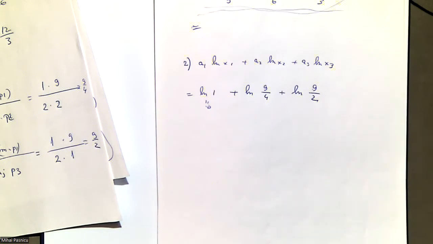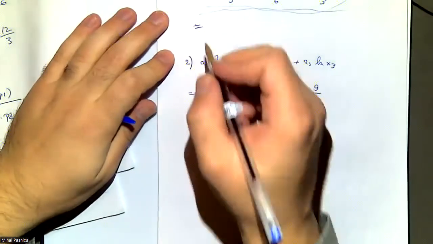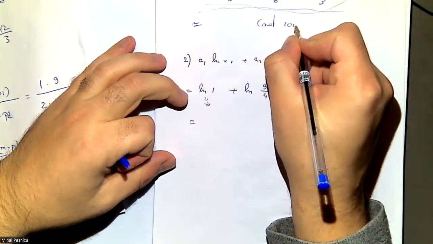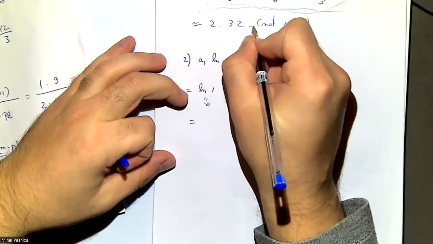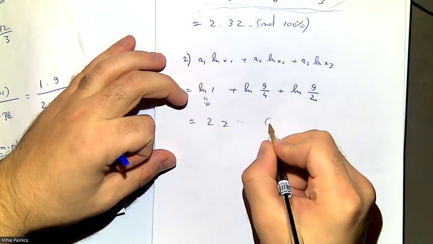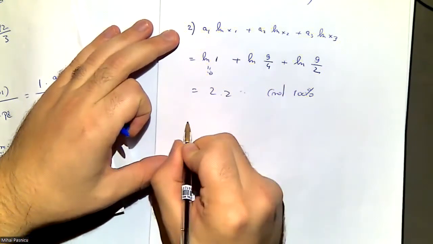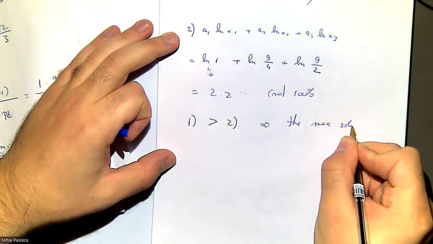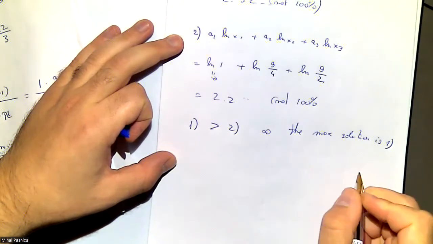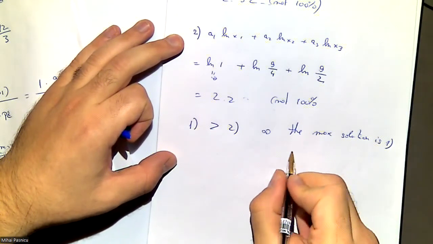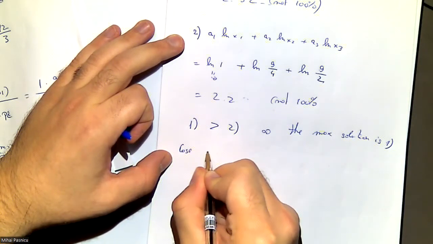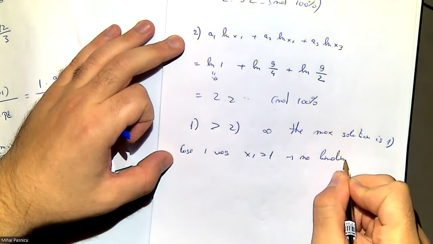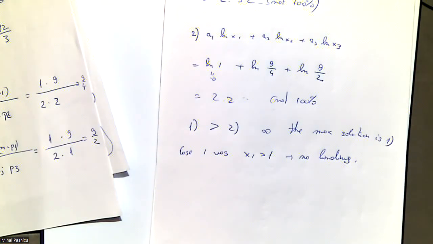Again, let's just work under the assumption that the first one is the good one. So it is equal to some number. I'm not 100% on the numbers. I think this is like 2.3 something, and this is like 2.2 something. So you get that case 1 is bigger than case 2. So the maximum solution is case 1. And is the constraint binding? Well, case 1 was x1 greater than 1. So is the constraint binding? No, no binding. Everyone agree?